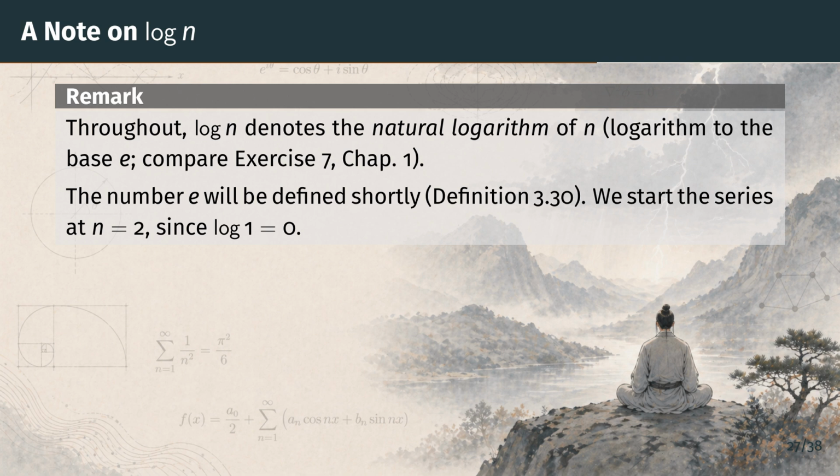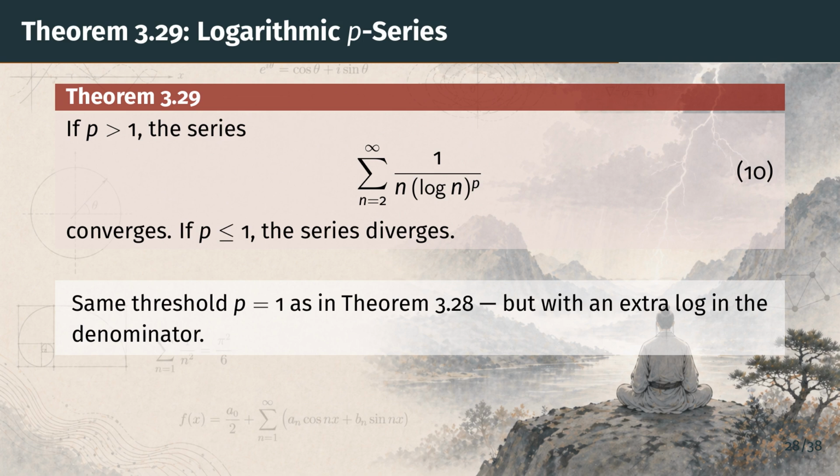Notice also that the series has to start at n equal to 2, because at n equal to 1 the logarithm is 0, and we would be dividing by 0. Theorem 329 is a more refined cousin of the p-series test. The terms are 1 over n times log of n to the p power, which is smaller than 1 over n to the p, but only barely. The extra logarithm factor decays very slowly. Remarkably, the threshold is exactly the same as in Theorem 328. The series converges if and only if p is strictly greater than 1.